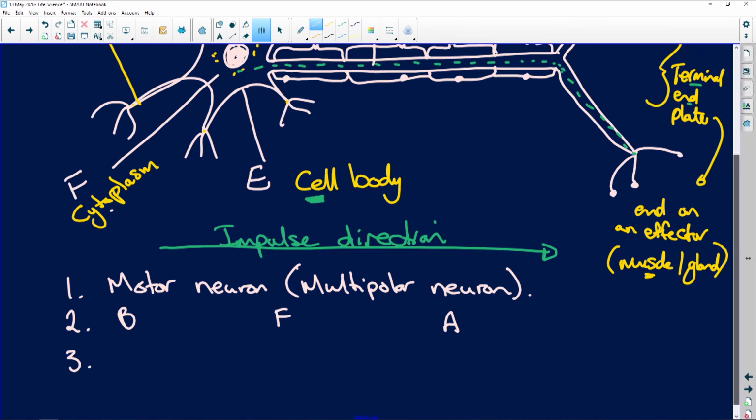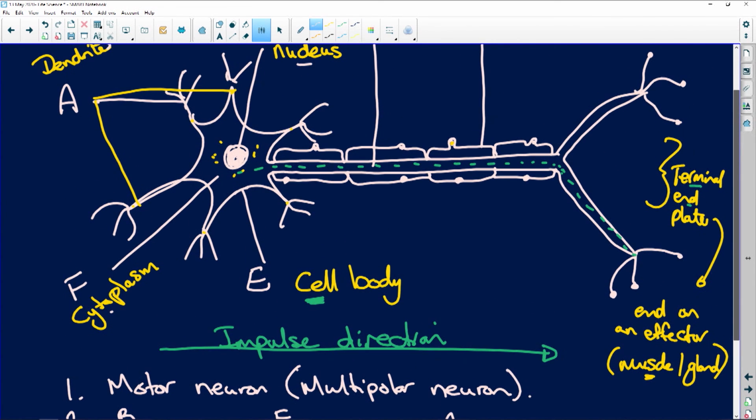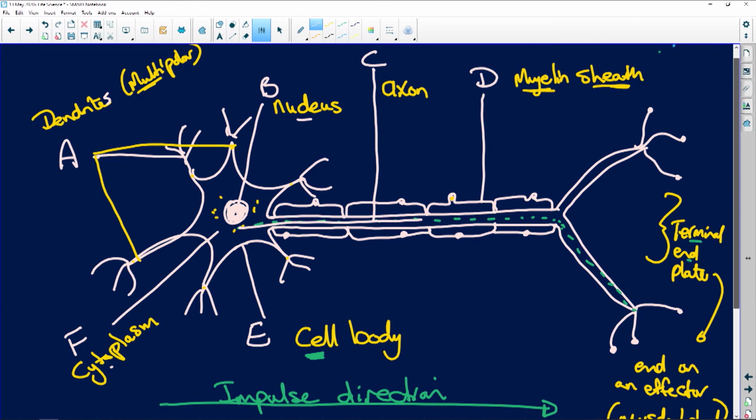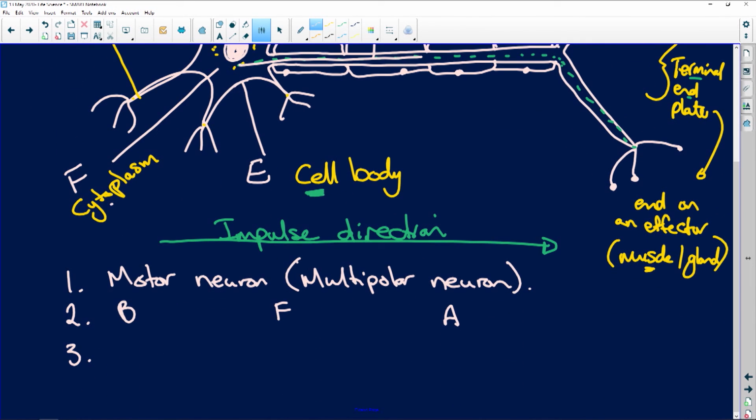Transmits impulses away from the cell body. Well, it's going to be the axon. I mean, what else? Look here. What transmits the impulses away? So what is that? The axon was what label? Was C. Okay, so 3A is transmits impulses away, so it's going to be C, which is the axon.